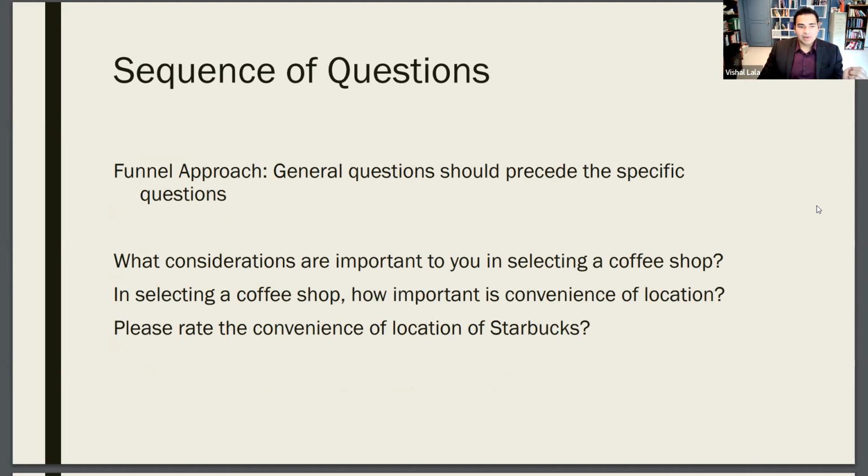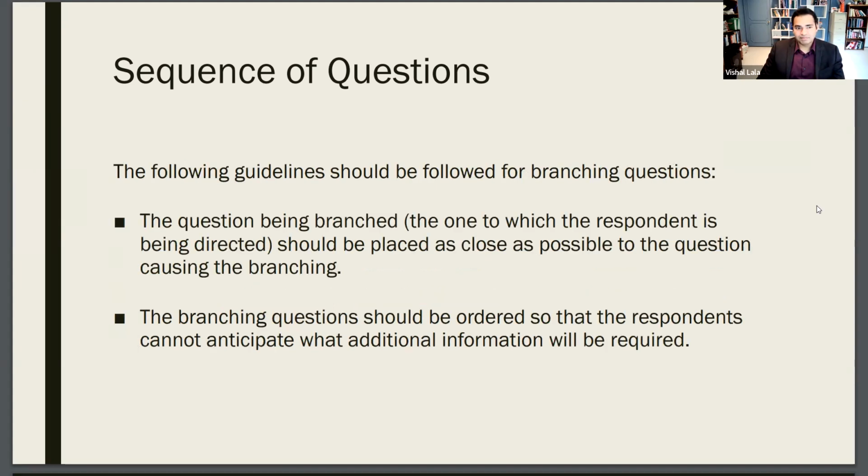So here's an example of the funnel approach, general questions first, and then specific questions. What considerations are important to you in selecting a coffee shop? And how important is convenience of location? And then we go on to the convenience of location of Starbucks. So we're going from, again, general to specific, broad to narrow.